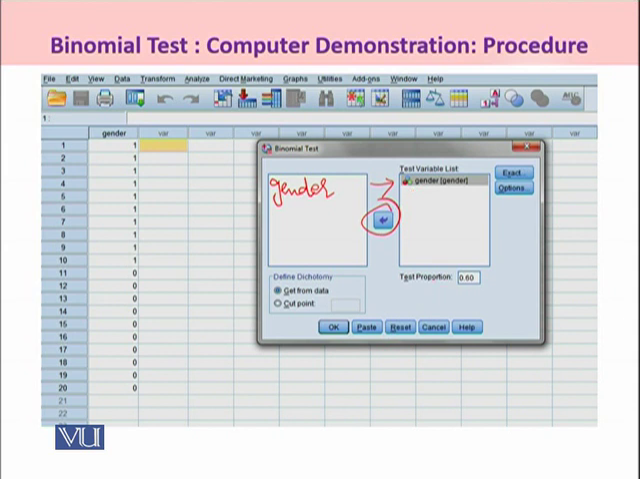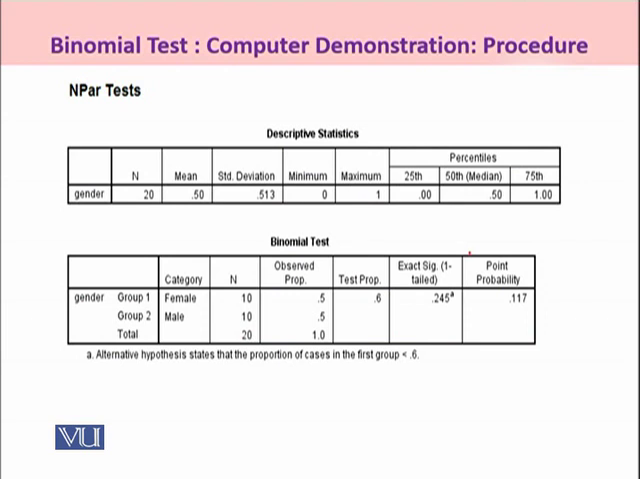Now if you look at the other option, once you are done with that, you have to test the proportion. If you remember the statement, we said that we need to test whether the proportion of females is more than 0.6. That means the population proportion we need to test is 0.6. So at this particular place, you have to enter the proportion you need to test. Once you are done with that, you click on the OK button.